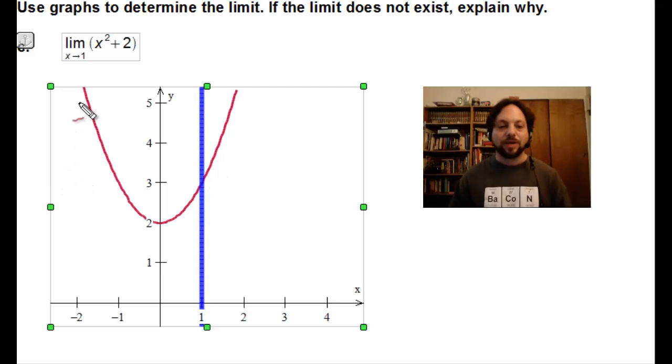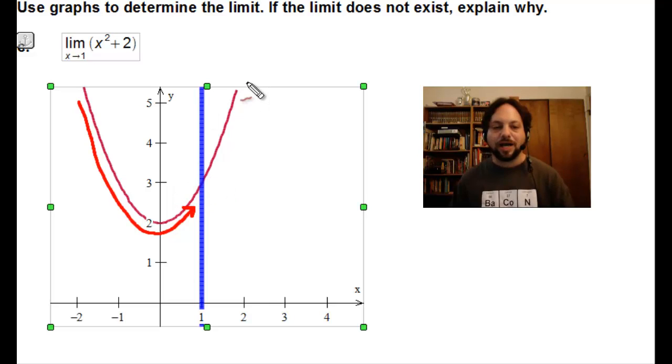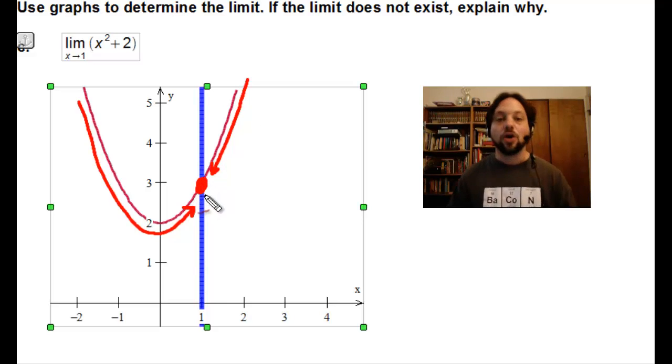So as we come from the left, and imagine a moving point on this graph, it would come down and then start coming back up as we approached 1. And what value would we be coming close to? It kind of looks like 3. At least it looks like that to me. As we come from the right, we'll be coming down in this direction. And again, it seems that we're approaching some value about right here. And in fact, we are.